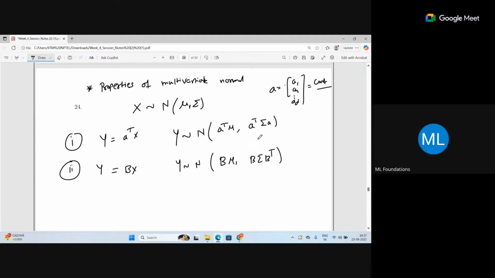The difference between these two is that A transpose comes on this side. This is due to the fact of how these vectors and matrices are multiplied with each other. Because of that only the difference comes like that. Okay, I hope this is fine.